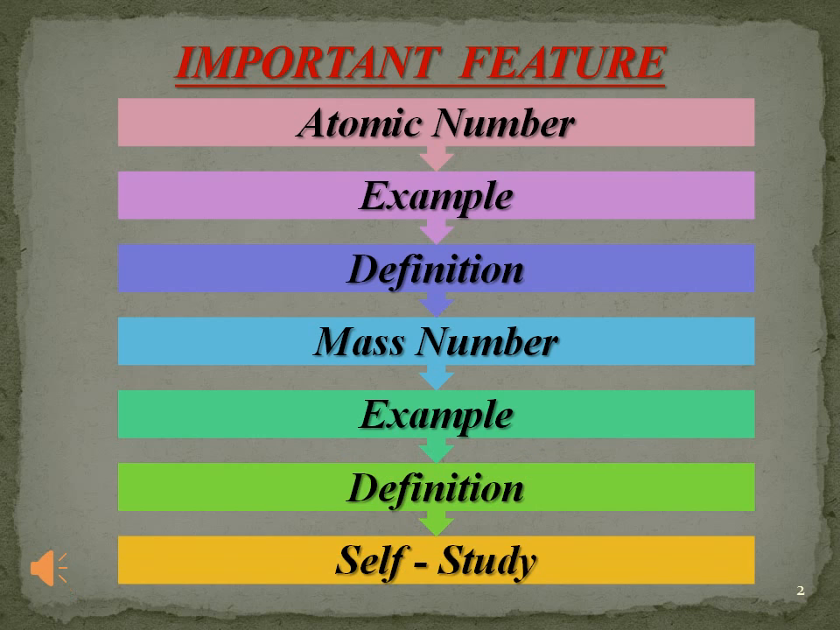The points that have been covered in this video are atomic number, examples of atomic number, and following that, the definition of atomic number. Further we'll see what is mass number, what are its examples, and then its definition. And today's last point is about self-study.